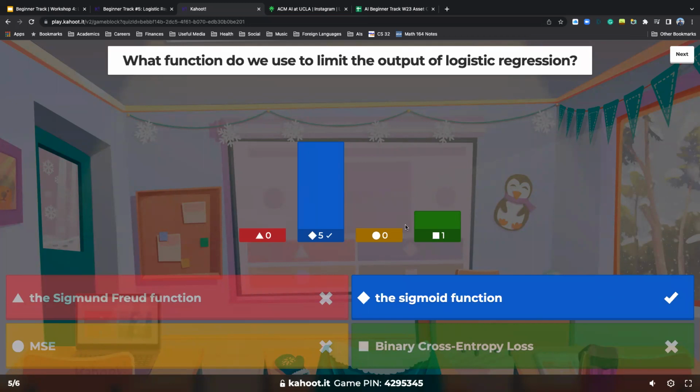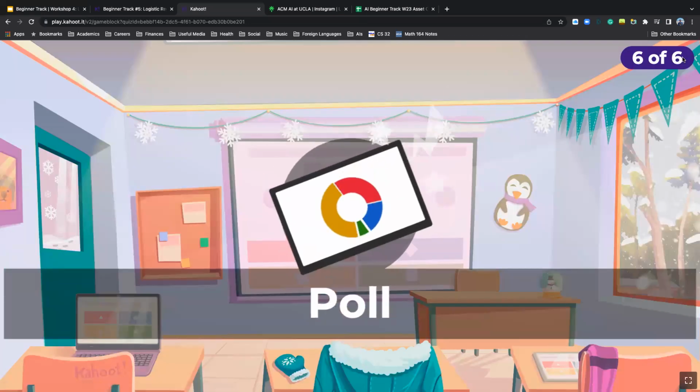Yeah, pretty much. So the sigmoid function is a function that, for any x input, returns a value between 0 and 1, which is exactly what we want. So we want to limit the output. That's what we use it for.